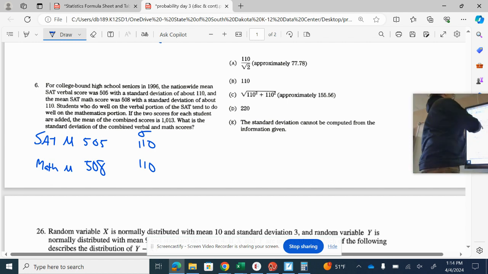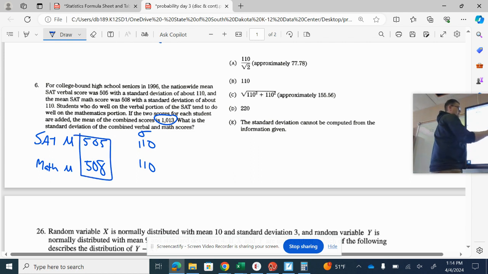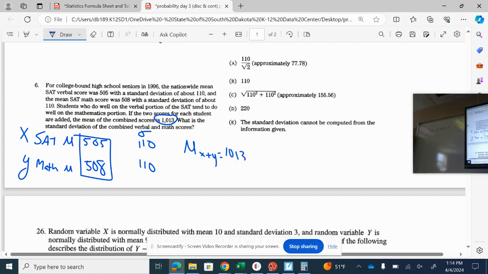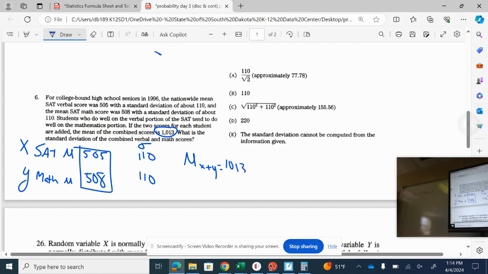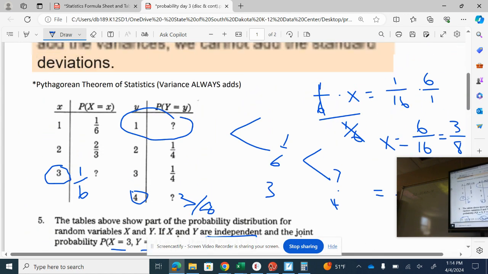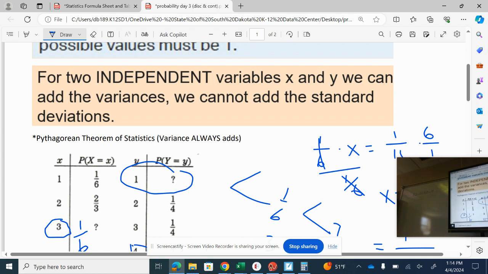If the two scores for each are added, the mean is 1,013. That's what we get if we add these two. We'll call this X and we'll call this Y. So the mean of X plus Y is 1,013. But coming back up here, variance always adds. So you add the variance.